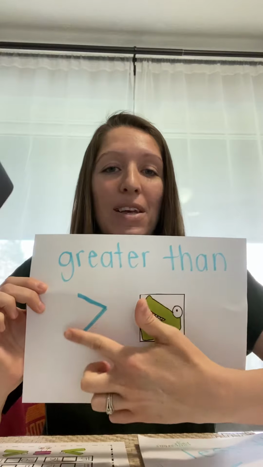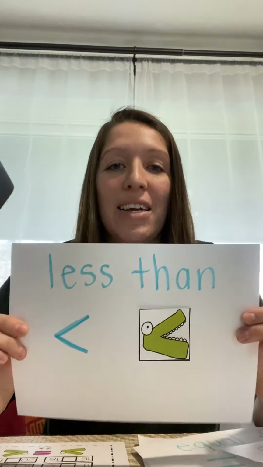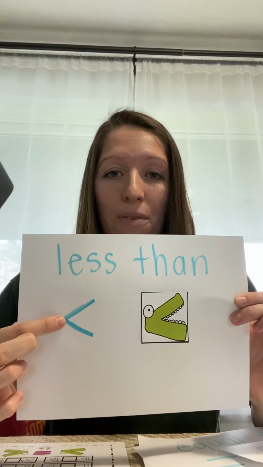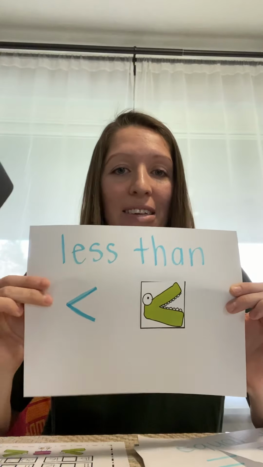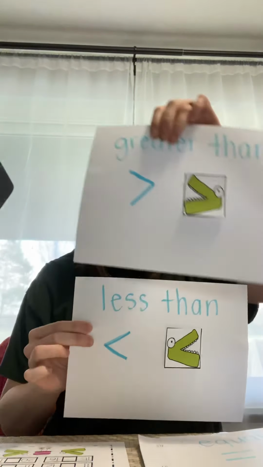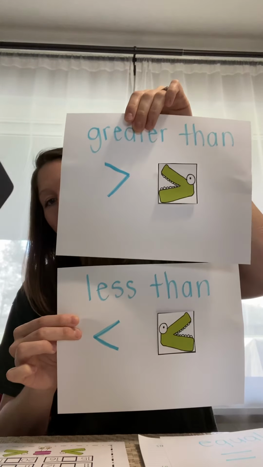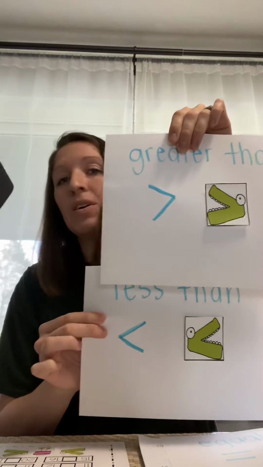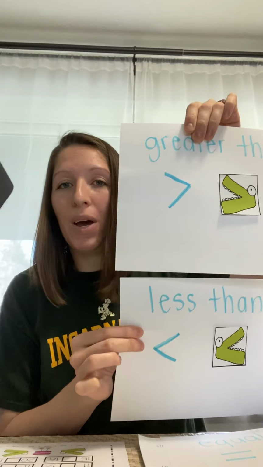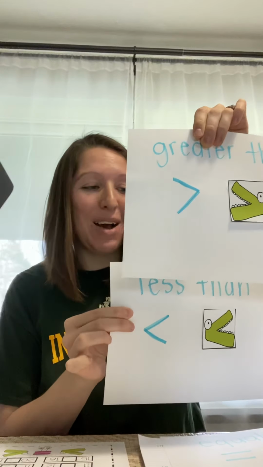So we have this opening and it comes to a point. That's the greater than sign. Then we have the less than sign. See how we have the point first and then the opening, and here's our alligator again. He's the opposite direction. So we have greater than and less than. Do you see the differences? They're pointed in different directions. That can be confusing, but remember, the alligator eats the bigger number. That will help us.